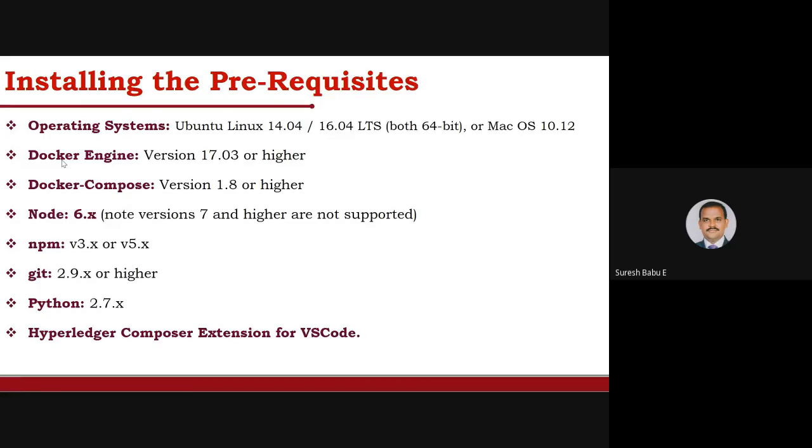Then the Node package manager, npm. We can use version 3.6 or version 5.6. We can use Git 2.5 or higher for downloading, Python 2.7, and the Hyperledger Composer extensions with Visual Studio Code. These are some of the prerequisites that need to be installed.